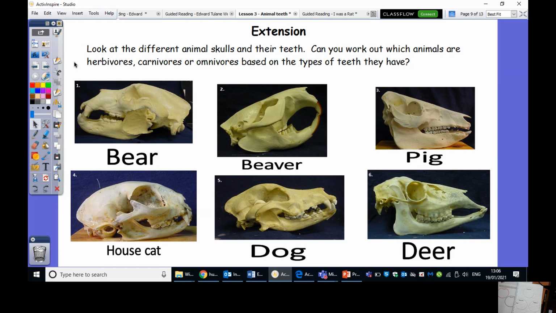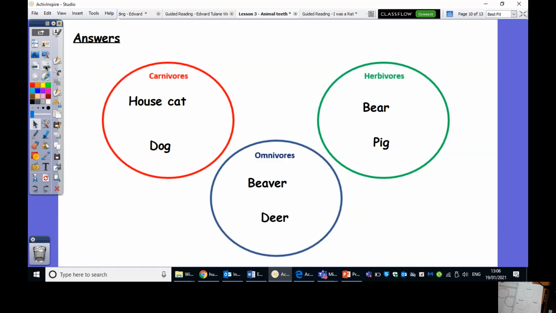Right, so hopefully you've had a chance to sort those 6 skulls into their categories. Let's see how you got on. If you had got it right, these are how they were sorted. House cat and dog would come under carnivores.